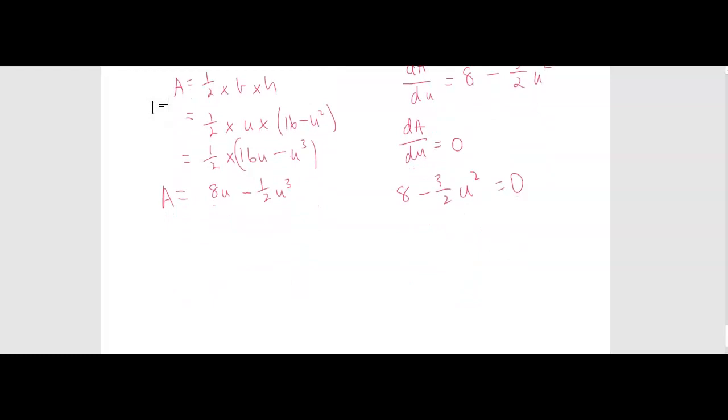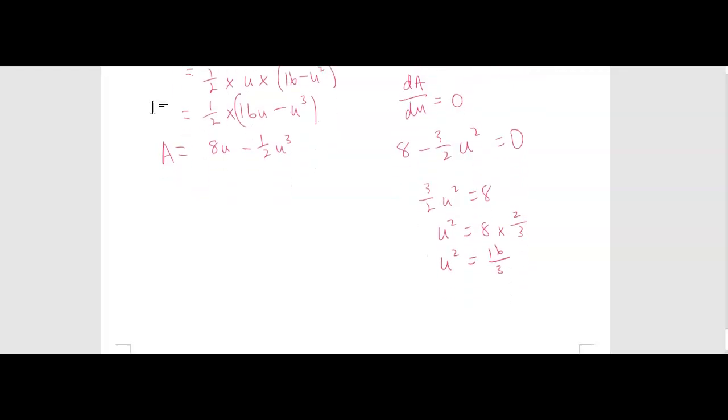So 3 on 2 U squared equals 8. U squared equals 8 times 2 on 3. And obviously you could do this on your calculator. You don't need to do it by hand, but you do need to show some steps. All right, U is equal to both the positive and negative square root of 16 on the square root of 3.